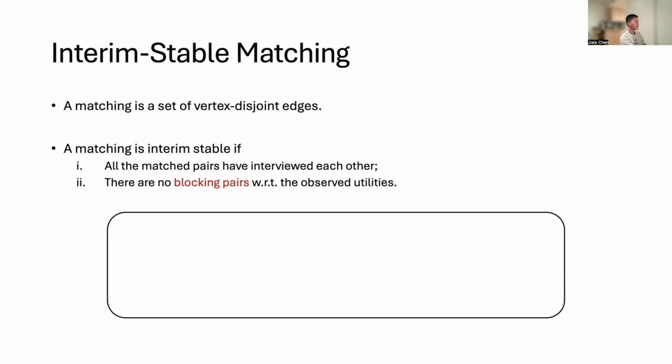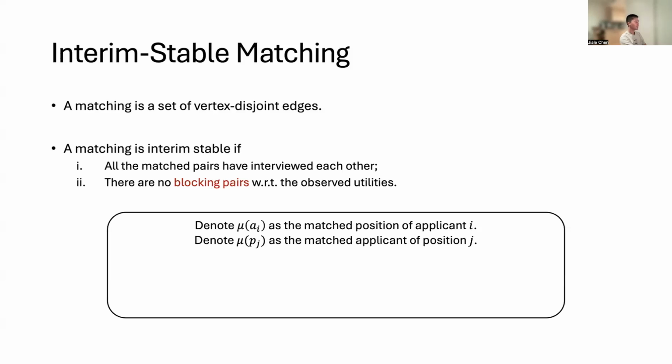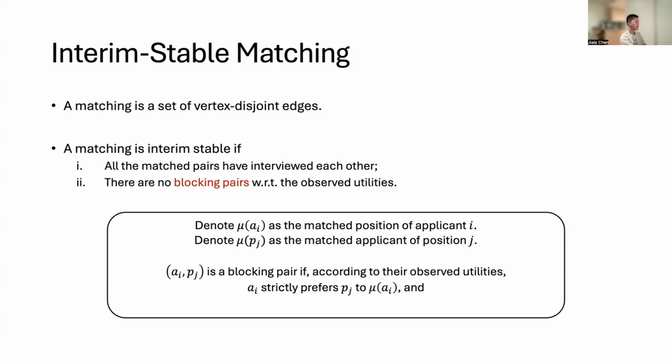The definition of a blocking pair is the following. Denote mu of a_i as the matched position of applicant i, and mu of p_j as the matched applicant of position j. Then, an applicant-position pair (a_i, p_j) is a blocking pair if, according to the observed utilities, a_i strictly prefers p_j to its currently matched position, and p_j strictly prefers a_i to its currently matched applicant.